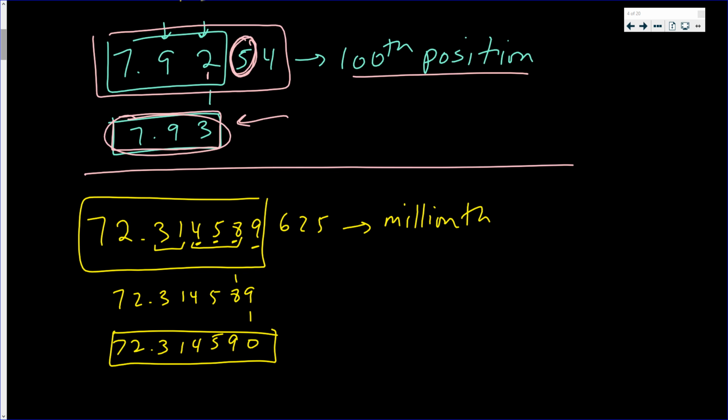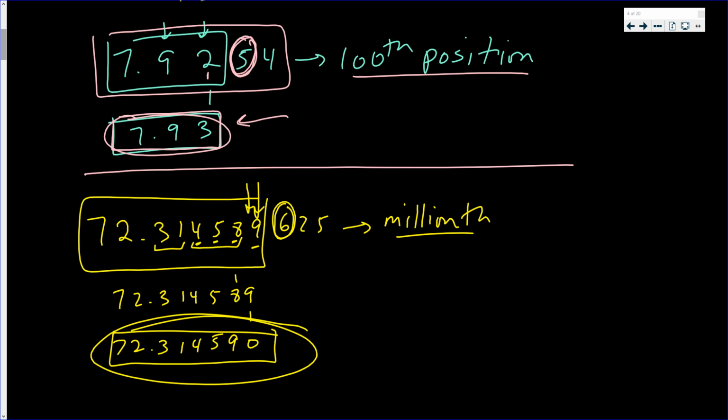And how do you tell? That's the millionth position. Since that number is 5 or more, here's our answer. We add that 1. We bump it up. If this digit would have been below 5, like a 4 or a 3 or a 2 or a 1 or a 0, I would have kept this as the answer. But since it was 5 or more, I add the 1.